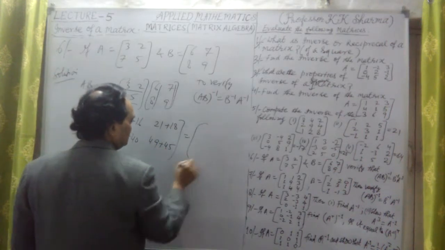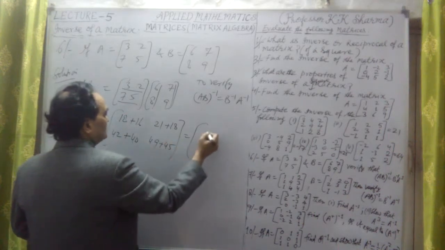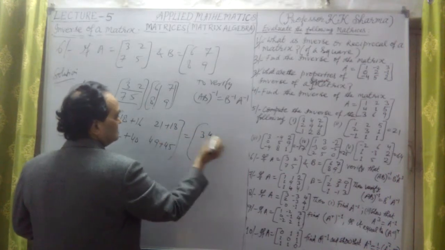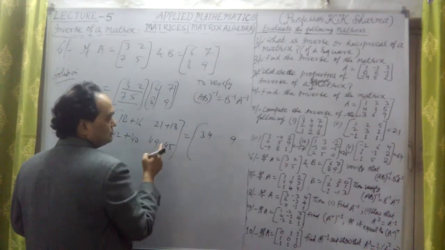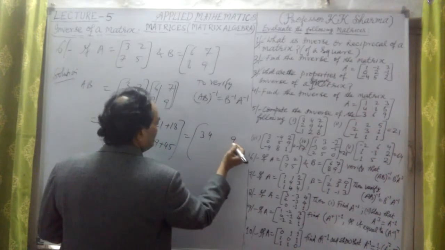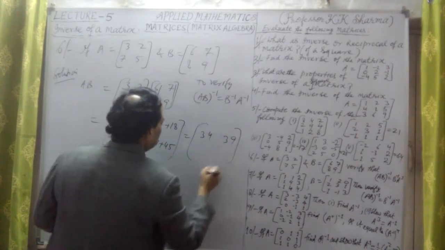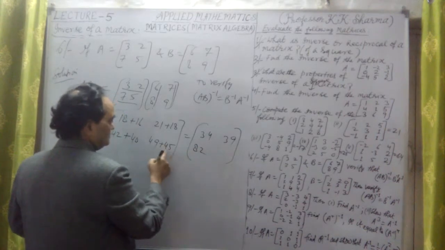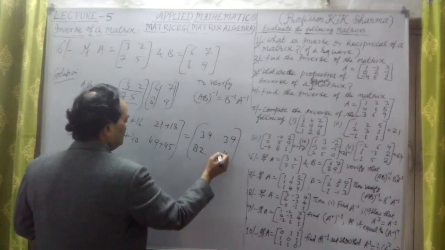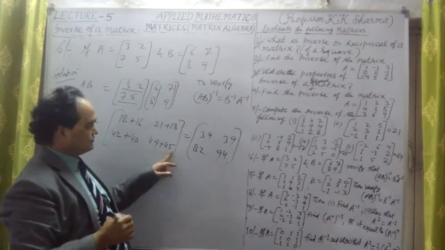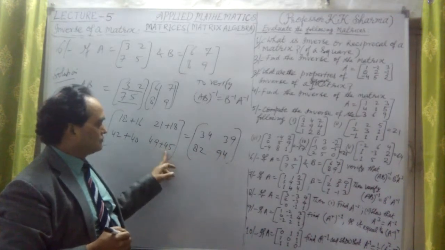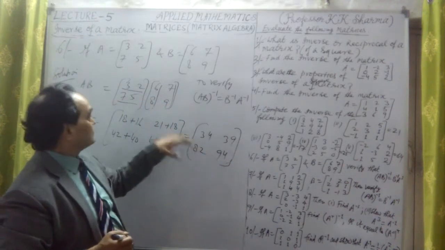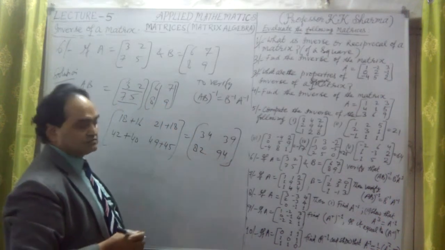So the multiplication comes out to be: 18 plus 16 is 34, 21 plus 18 is 39. 42 plus 40 is 82, 49 plus 45 is 94. It is this value. This is the multiplication. Now the inverse of this we have to calculate.